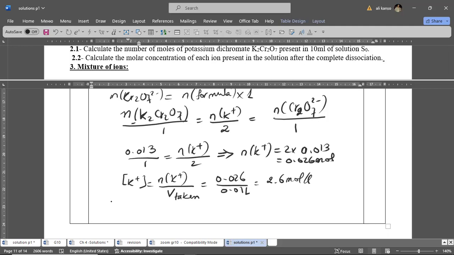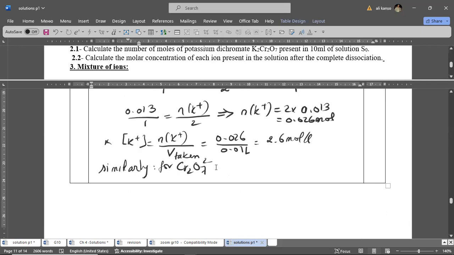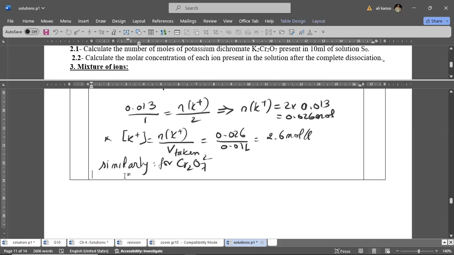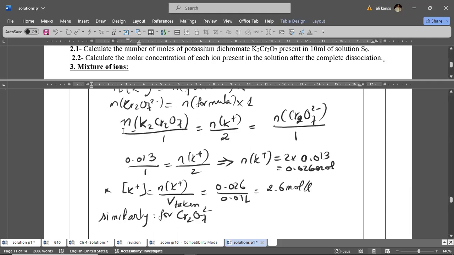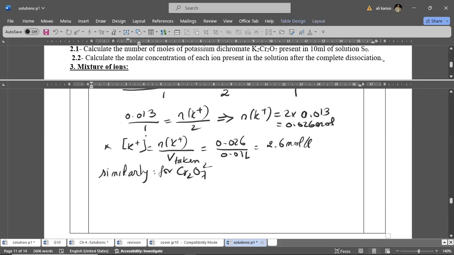Now, similarly for Cr2O7 2-, you find the number of mole from the relation of these fractions: N of Cr2O7 2- over 1 equals N of K2Cr2O7 over 1. N of Cr2O7 2- over 1 is the same as the number of mole of K2Cr2O7, which is equal to 0.013 mole.